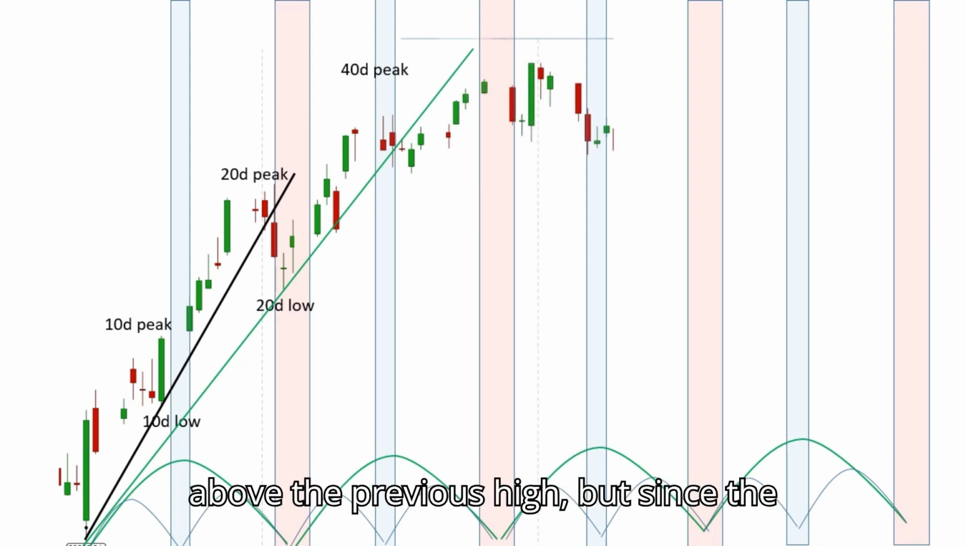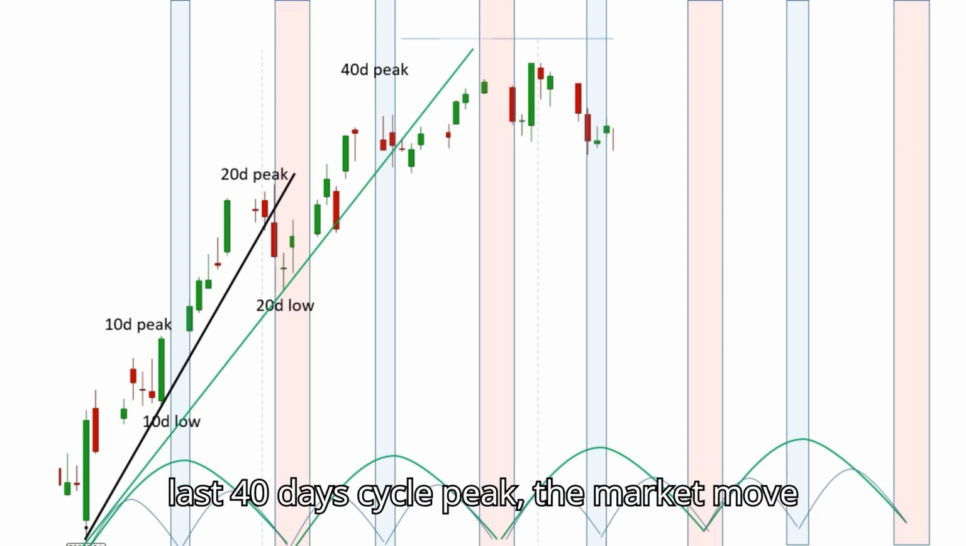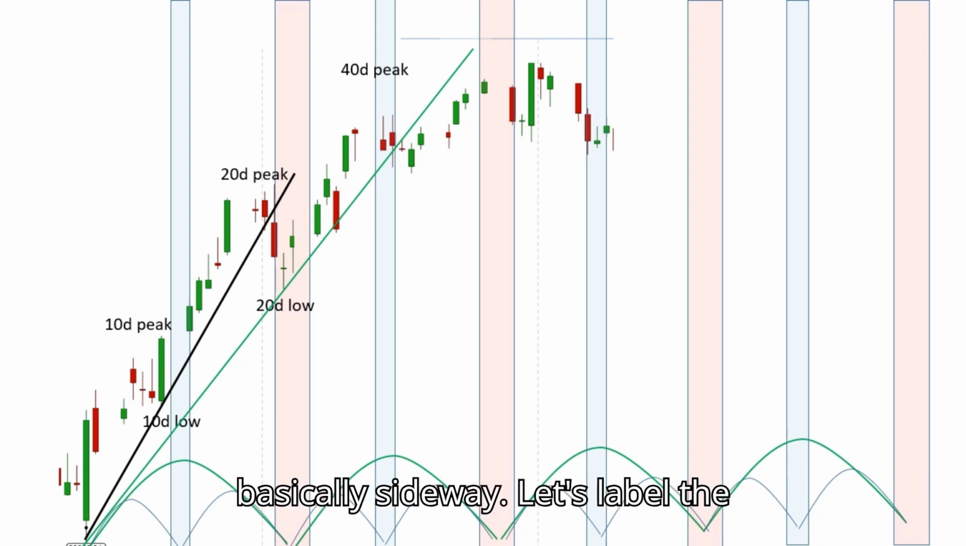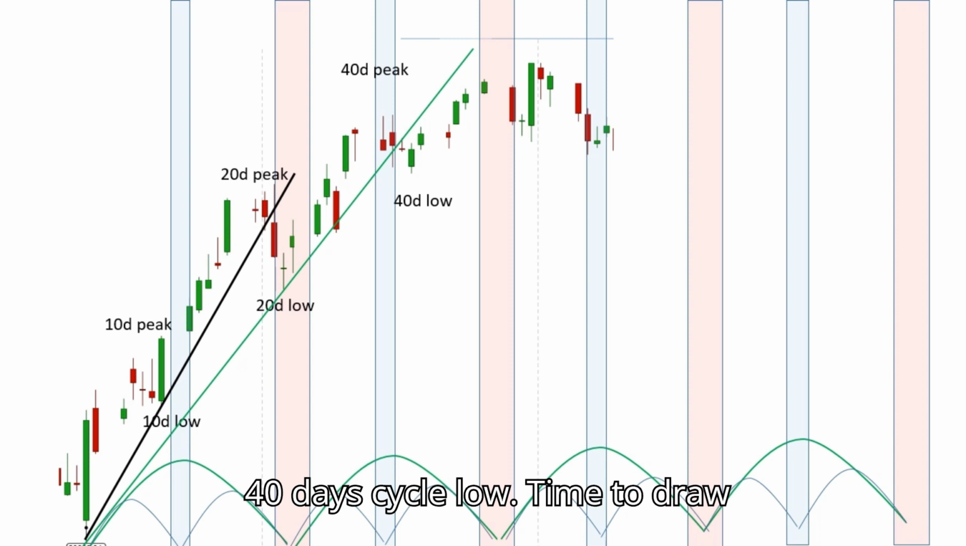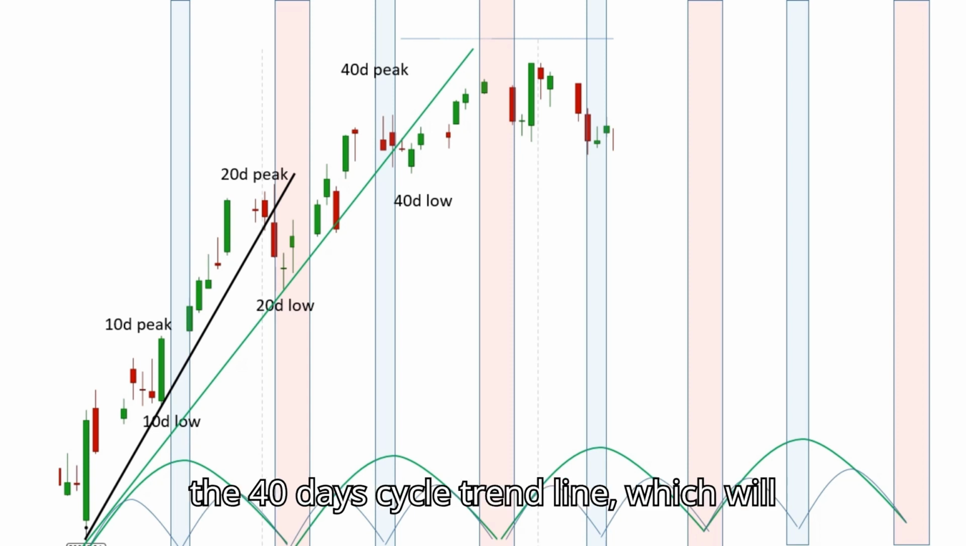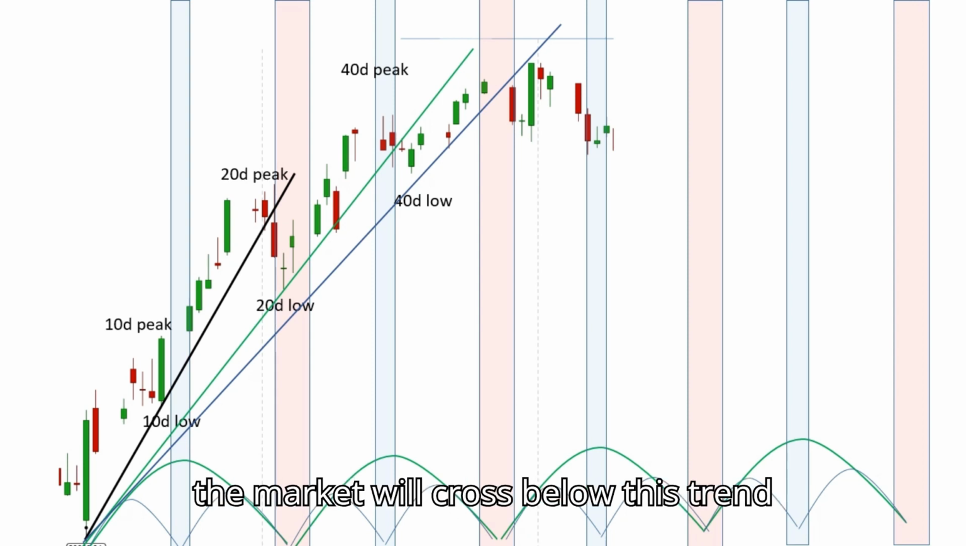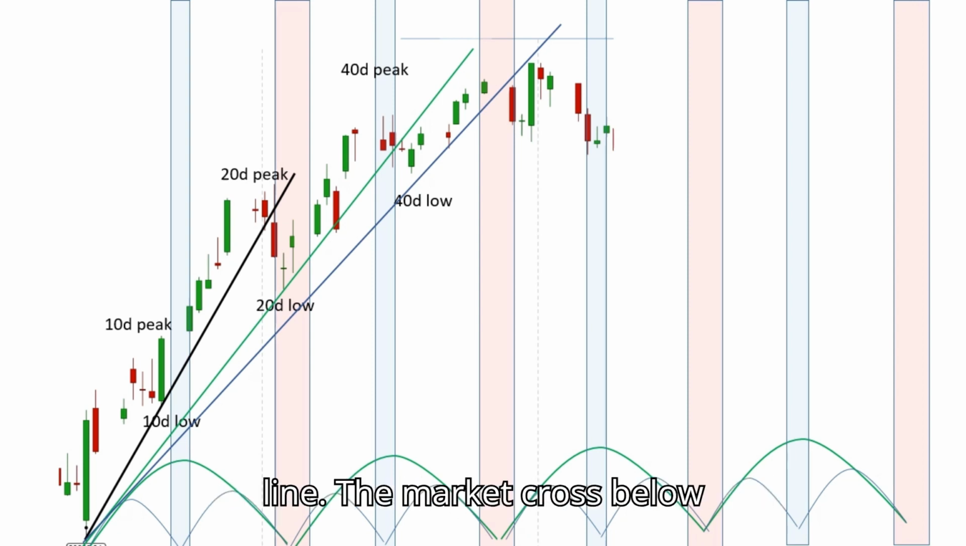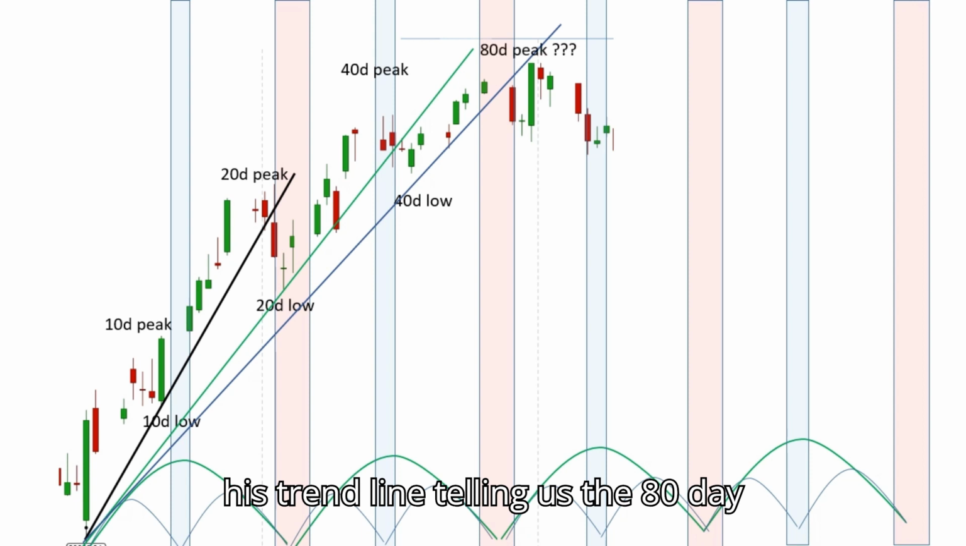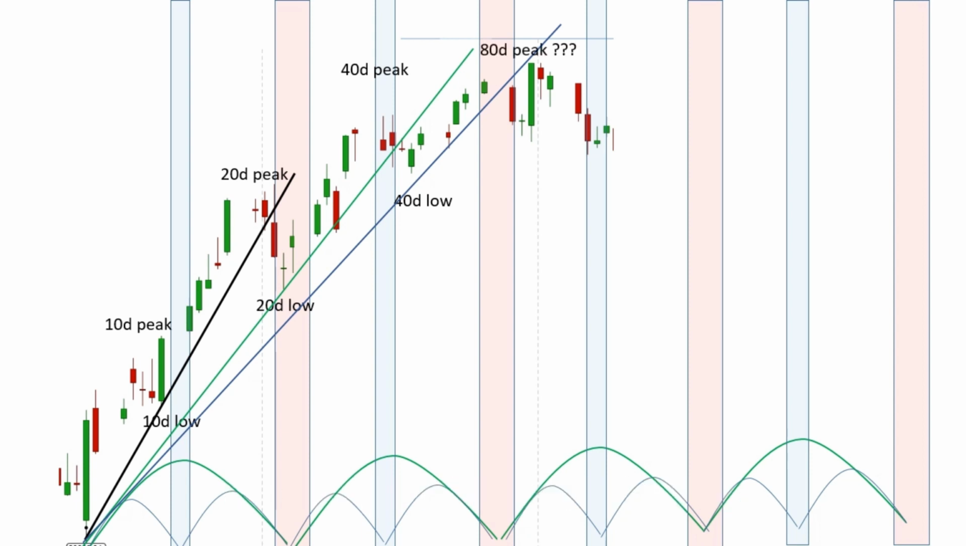The prices go above the previous high, but since the last 40-day cycle peak, the market moved basically sideways. Let's label the 40-day cycle low. Time to draw the 40-day cycle trend line, which will help us to identify the 80 days peak when the market will cross below this trend line. The market crossed below the trend line, telling us the 80 days cycle peak is in formation.